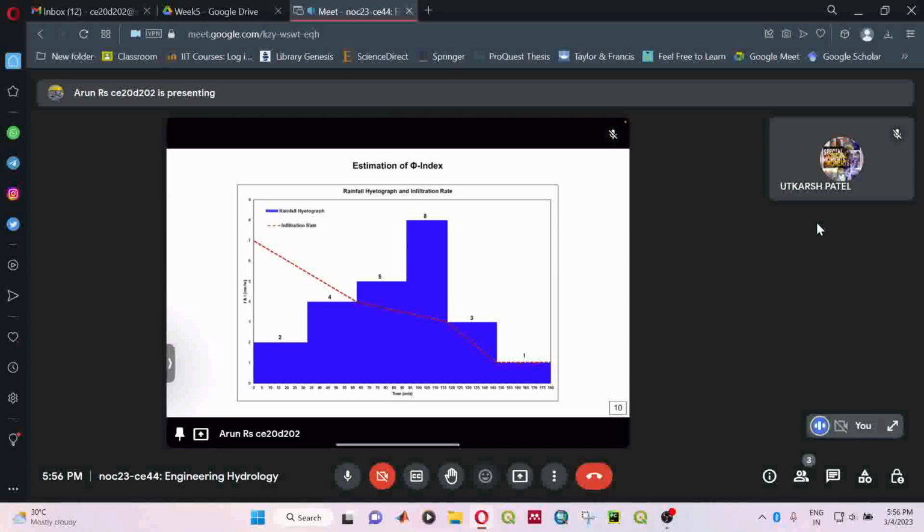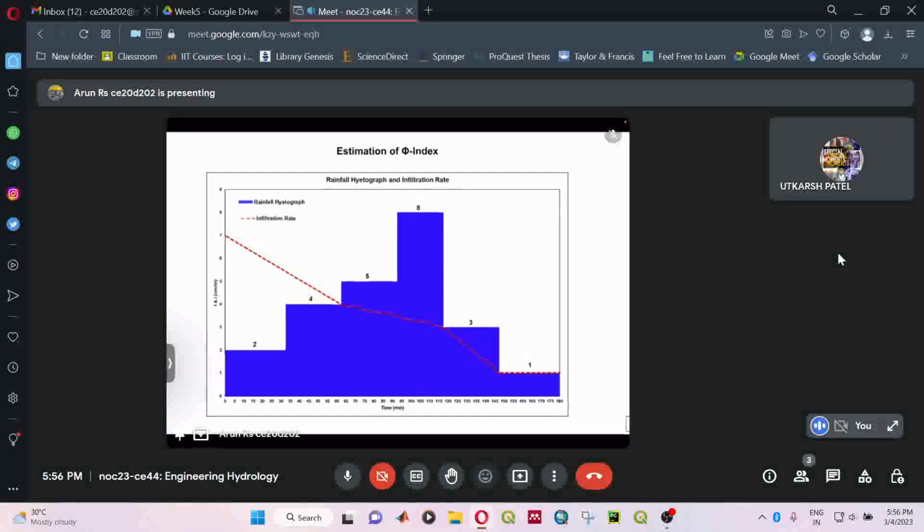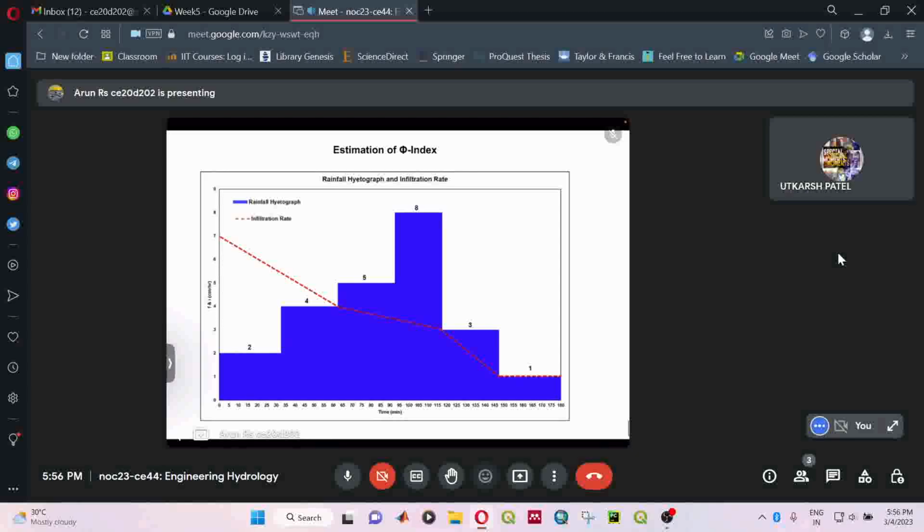Now you can see why it is difficult. In all the phi index questions, what you will be given is just the rainfall hydrograph, correct? In the question, you will be given only the blue color columns. That is the rainfall hydrograph. And you will be asked to estimate what is the phi index for the given rainfall hydrograph, and the runoff depth will be given to you. Like if total rainfall is 10 centimeter, runoff is 3 centimeter, find out what is the phi index. That is the simplest question.